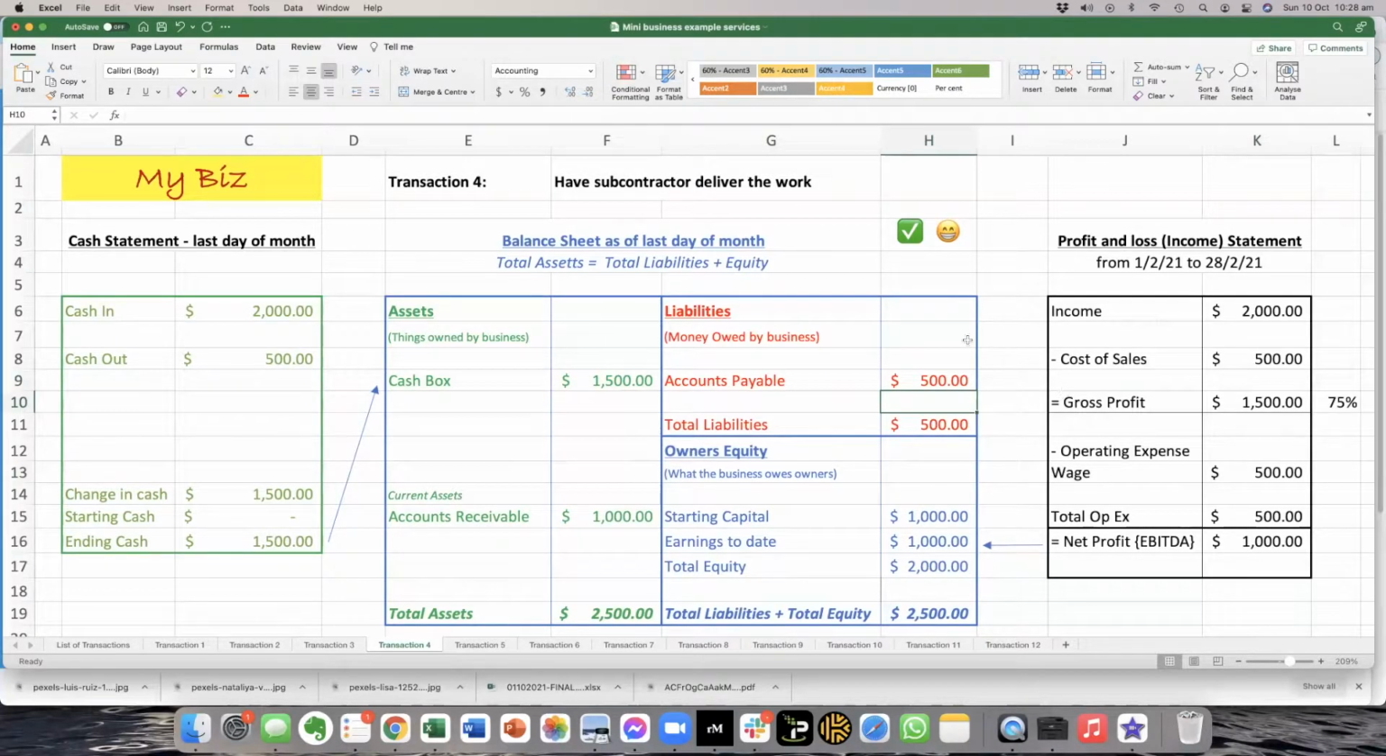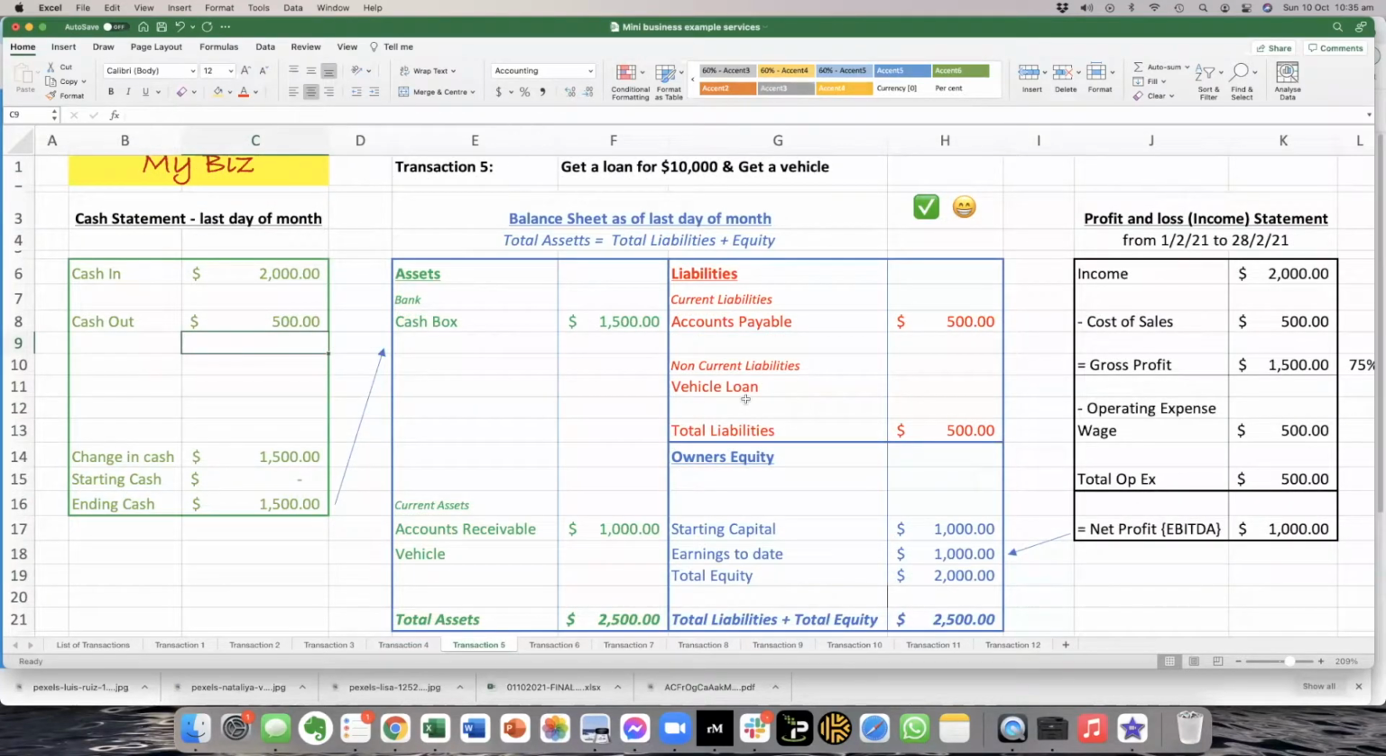Okay, let's move on. Transaction 5: business is going really, really well. We've decided that we need to get a vehicle to get around more effectively rather than using our own car, and the business is going to pay for it. We've only got $1,500 in our cash box or bank accounts. That's not going to go very far in terms of getting a decent car. So we've decided to get a loan. We've been to the bank and got everything approved, and let's see how this all plays out through our financial statements.